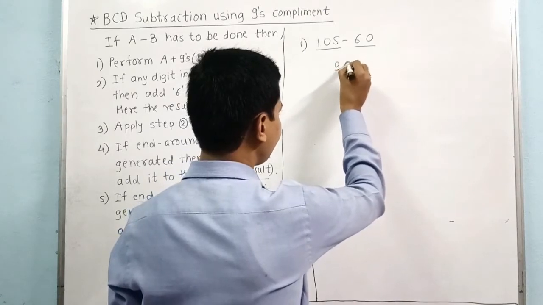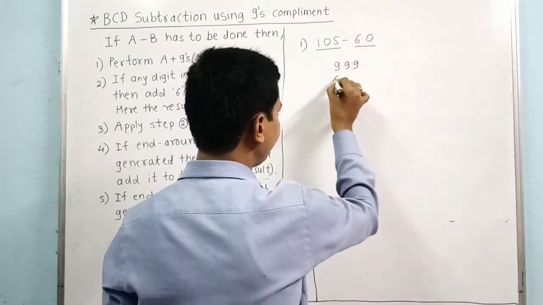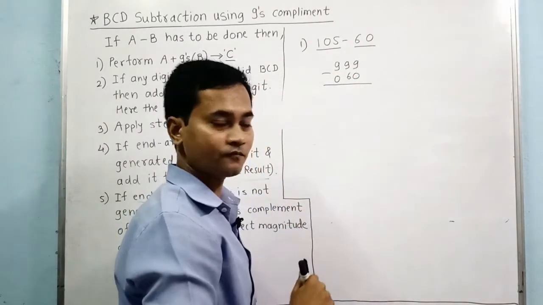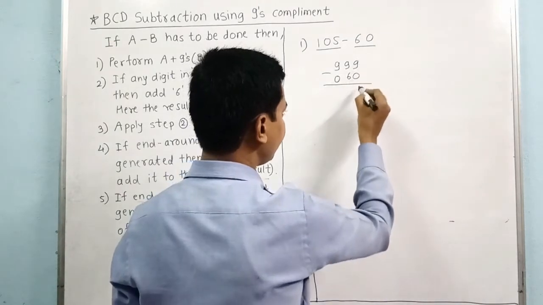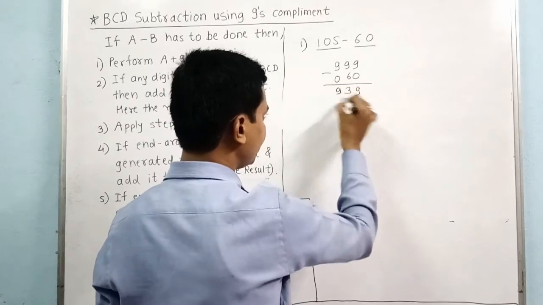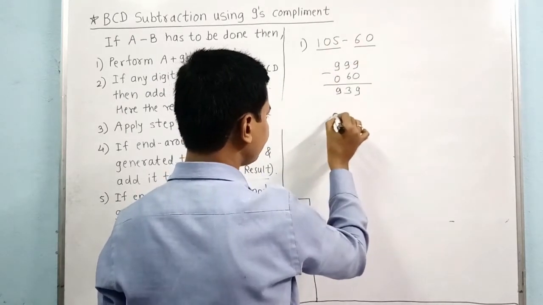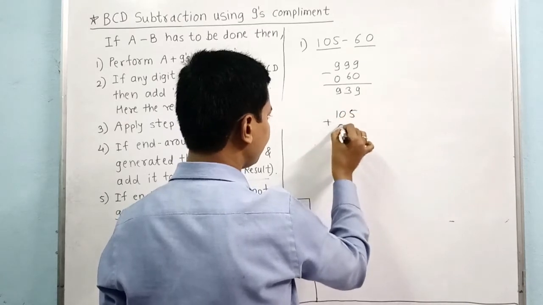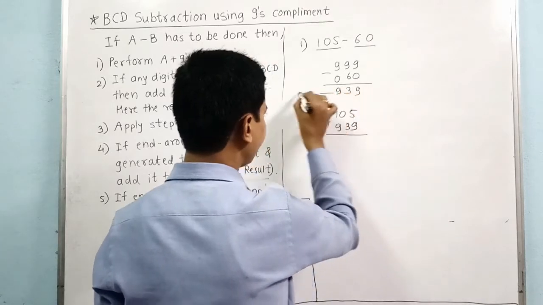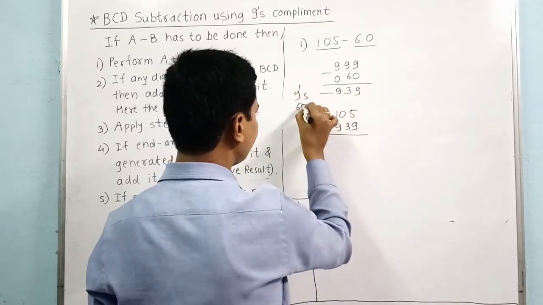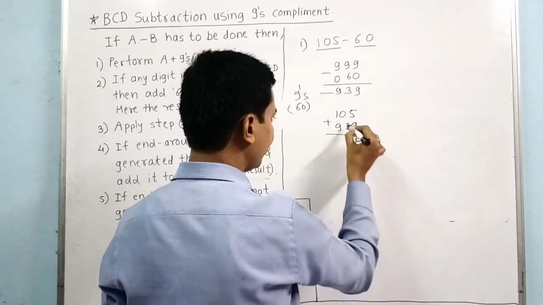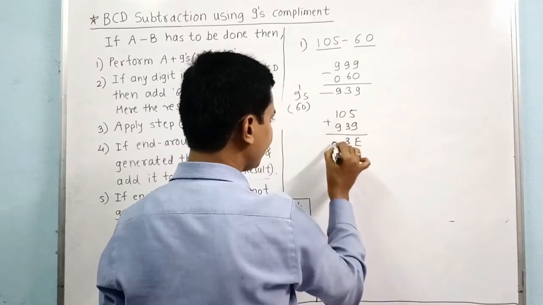So consider 3 digit subtrahend, that is 060. We have to consider 060 because our minuend is 3 digit. Okay, that's why. So 9 minus 0 is 9, 9 minus 6 is 3, 9 minus 0 is 9. Okay, so this should be added into 105. 105 plus 939. Okay, so this was our 9's complement of 60. Then 9 plus 5 is 14. 14 means E. Okay, then 3 plus 0 is 3. 9 plus 1 is A.